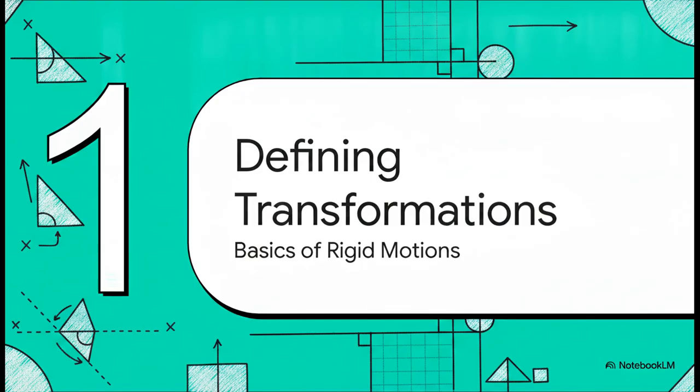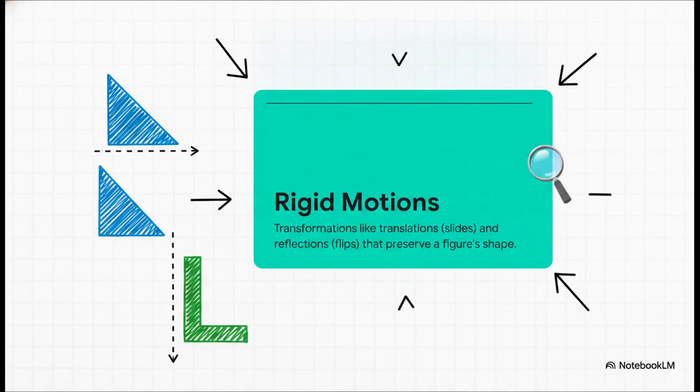All right, part 1. Defining our transformations, the basics of rigid motions. Let's get our terms straight before we start moving things around. So, in geometry, a transformation basically takes points as inputs and gives you new points as outputs. Today, we're zoning in on rigid motions. Think of a translation as just a simple slide. You're just moving a figure from one place to another without turning it at all. A reflection, on the other hand, is a flip. We call them rigid because they move the shape without stretching, shrinking, or warping it in any way. The size and shape are totally locked in.